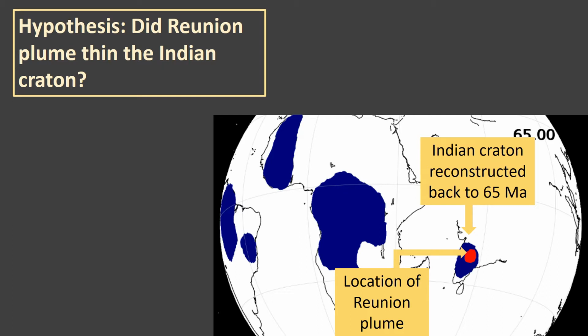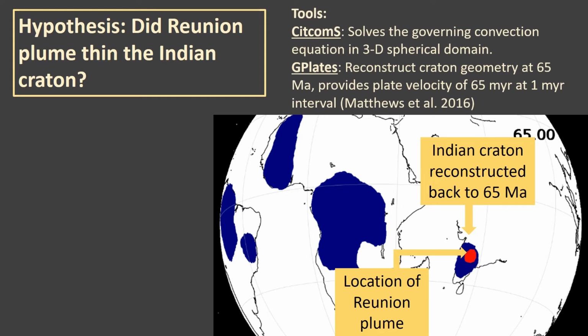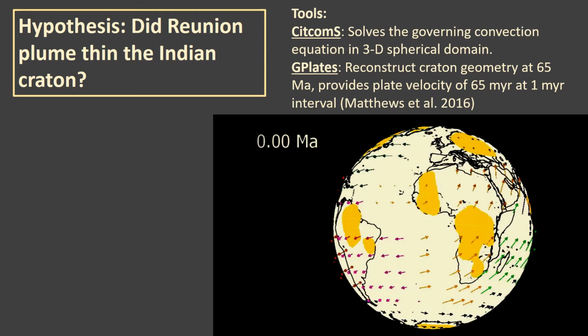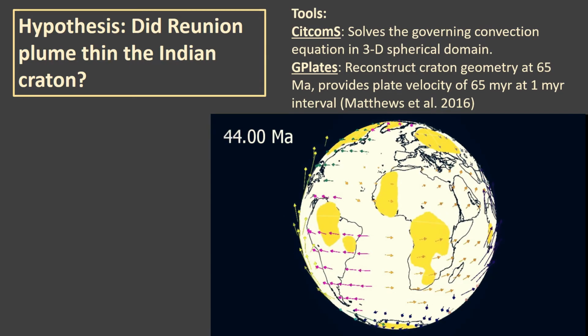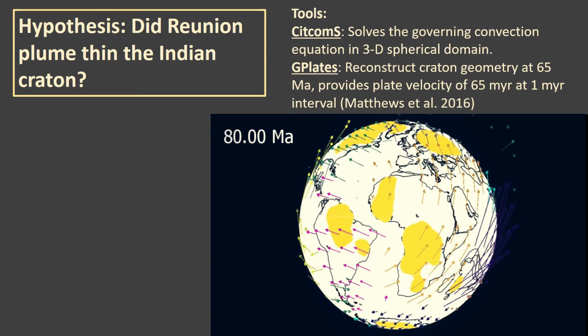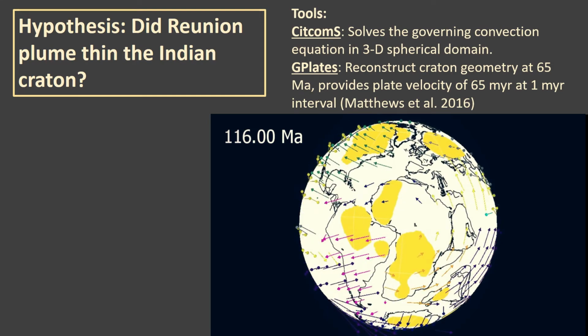To test this hypothesis, we developed a numerical model using a code, CitcomS, that can solve the convection equations in a 3D spherical domain. Apart from that, we use GPlates. It can give us the reconstructed geometry of the cratons. How is it done? Here we can see the present day locations of the craton, and if we see this animation, you can see that we can reconstruct back the cratons to their location in the distant past.